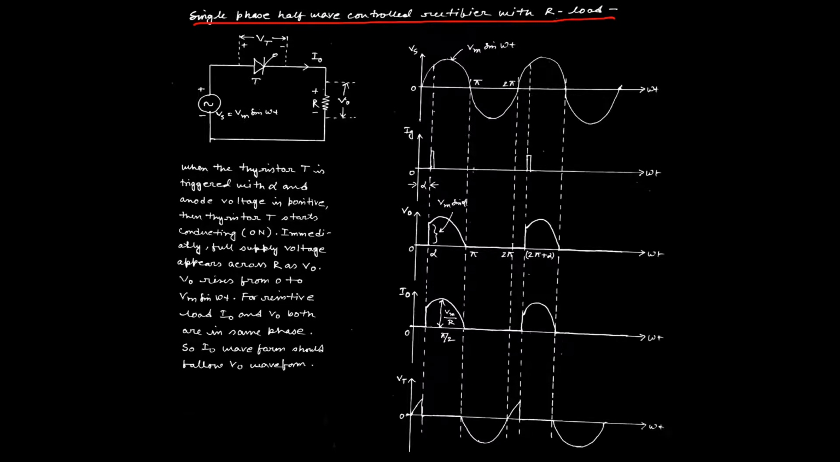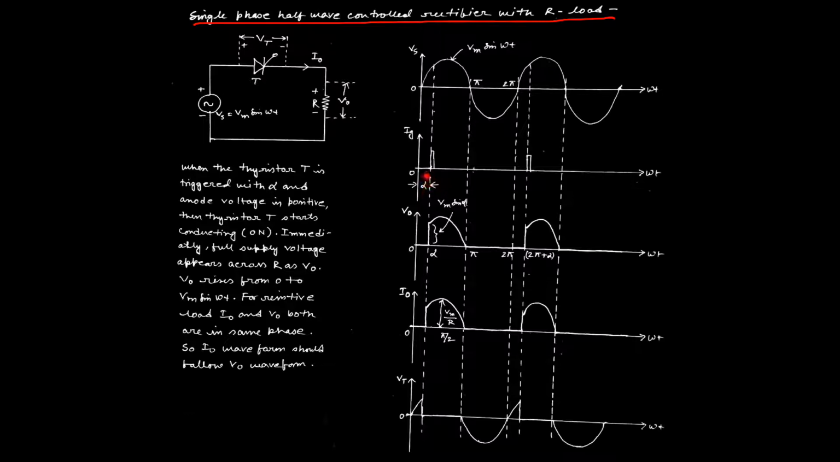Suppose we consider this the supply voltage, as the AC supply is given there. This is the waveform, and it has the expression Vm sin omega t. Suppose we have applied the gate pulse across the gate at an angle alpha.